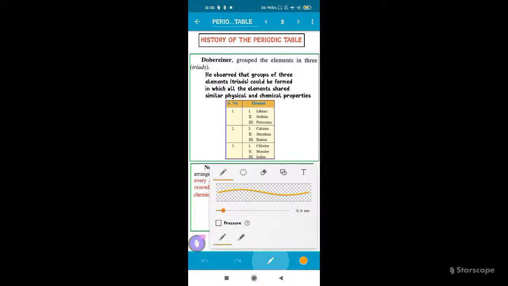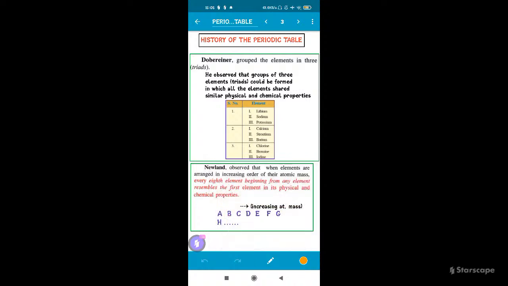What does it mean? Over here, as you can see, I have arranged A, B, C, D, E, F, G, 7 elements in increasing order of the atomic mass. That means the atomic mass increases as we move from left to right. This is the smallest atomic mass element and this is the largest atomic mass element. So if we arrange 7 such elements, the 8th element will have the same properties as the first element.